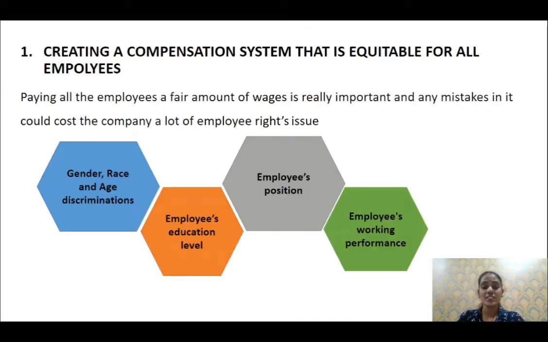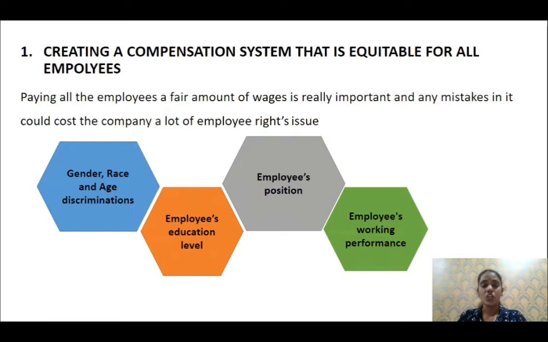The first issue is Human Resource Director need to create a compensation system that is equitable for all of the employees. Paying all the employees fair and reasonable salary is hard task, and any mistake might lead to labor's rights issue in the organization. While designing the pay structure, there should be no discrimination based on gender, age, and race. It is for sure there will be employees from different race, both male and female, and also employees from different age level. Any prejudice in this matter could cause a lot of trouble and even lead to employees walk out.